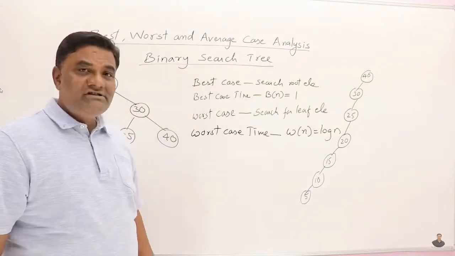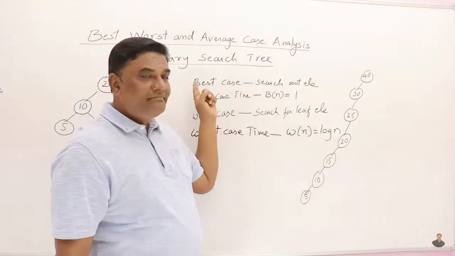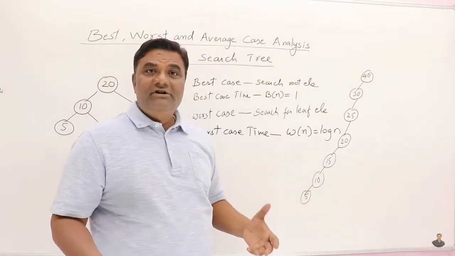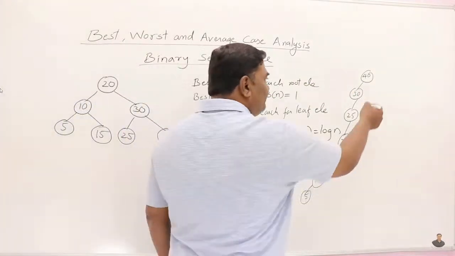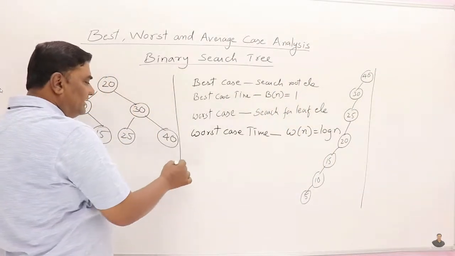Now, what is the best case in this binary search tree? Best case is same. For binary search tree, best case is same, searching for a root. Then what is the worst case? Searching for a leaf. So who is the leaf? Only one element. Searching for this one is worst case. But what is the time taken? Depends on the height of a tree. And here also it was dependent on the height of a tree. And the height was log n.